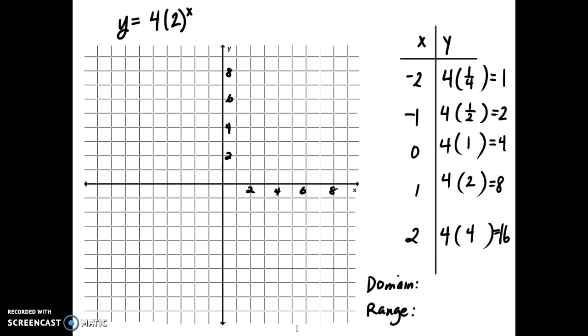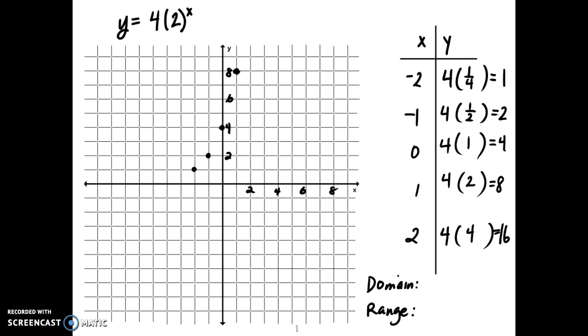Okay, so then we start plotting our points. So -2, 1. -1, 2. 0, 4, which is our y-intercept. 1, 8. And 2, 16 does not fit on this particular graph, which is okay because I have these other points and I know what the graph looks like.